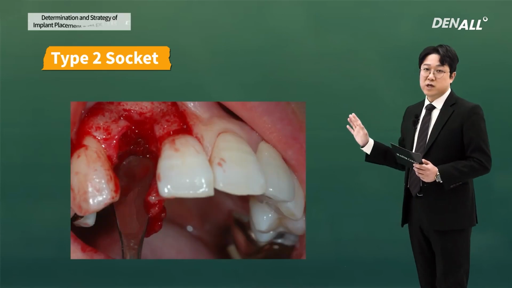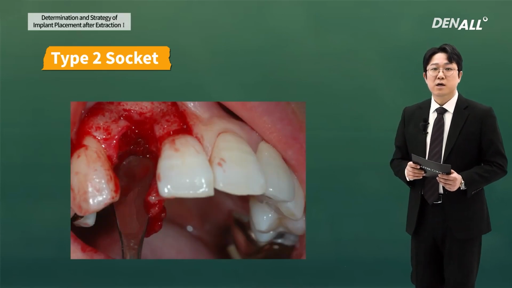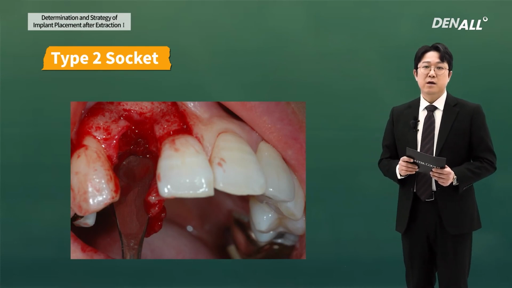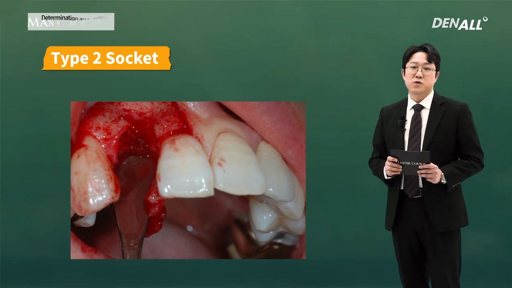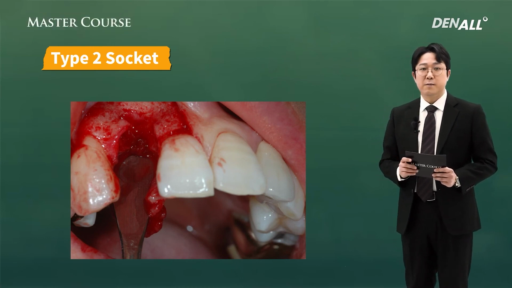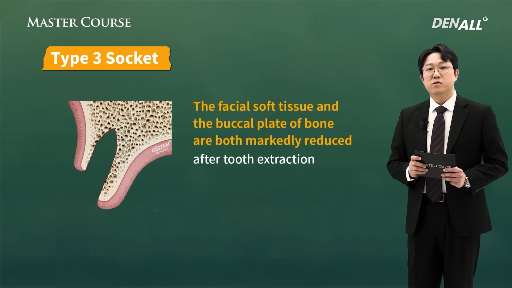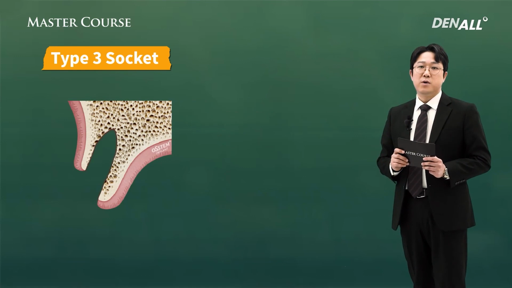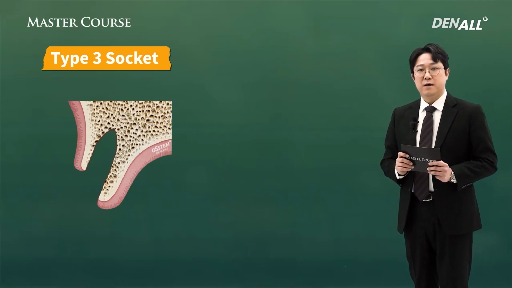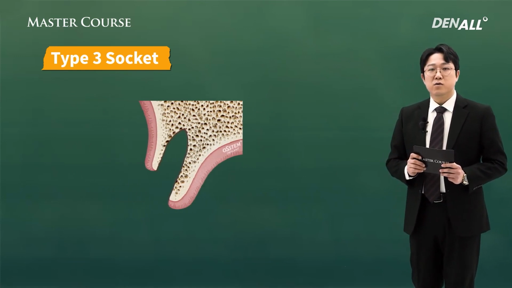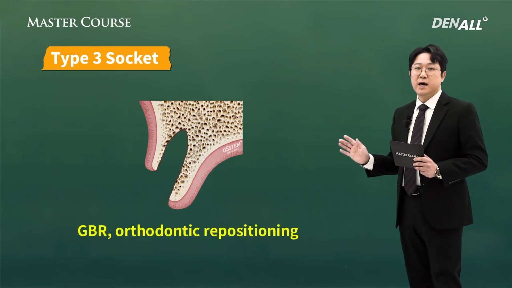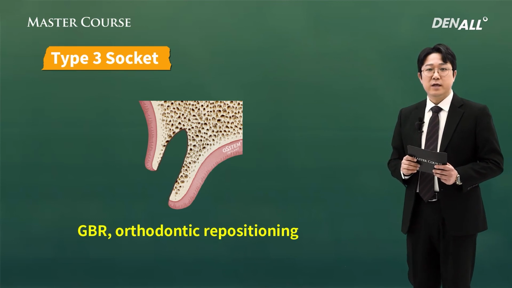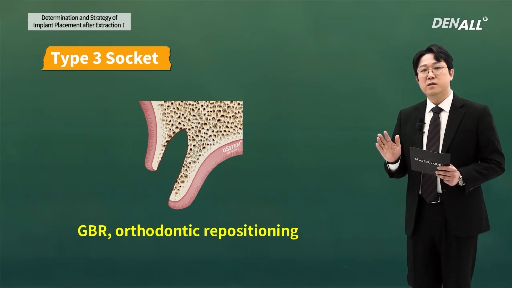If you look at the image, the palatal wall and buccal wall are all resorbed and extraction was done due to mobility. Type 2, there's no soft tissue resorption but only bone resorption. In the case of type 3, there's both alveolar bone and soft tissue resorption, so implant treatment is very difficult. In those cases, Elian recommends GBR or orthodontic repositioning to restore the socket shape before implant placement.